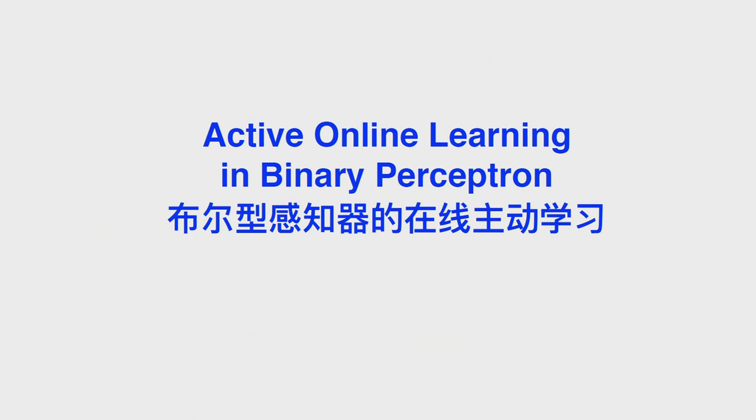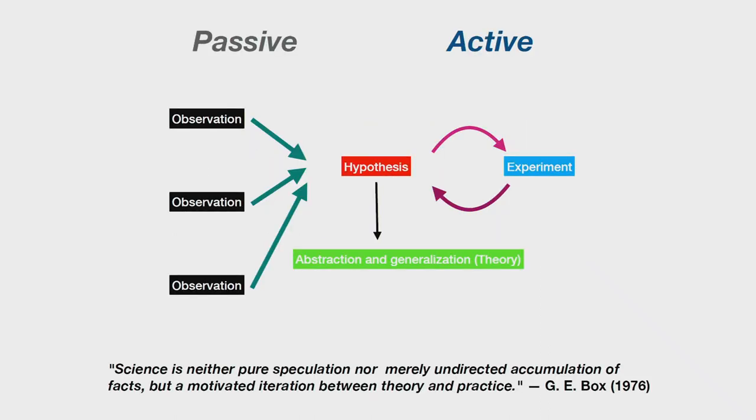So come to the next story. It's about active online learning in binary perceptrons. Science is usually such a process. First, you have some observations, it's passive, and then you might form some hypothesis, and you refine this hypothesis by experiment, designed queries, and then finally you might get some abstraction and get some theory.